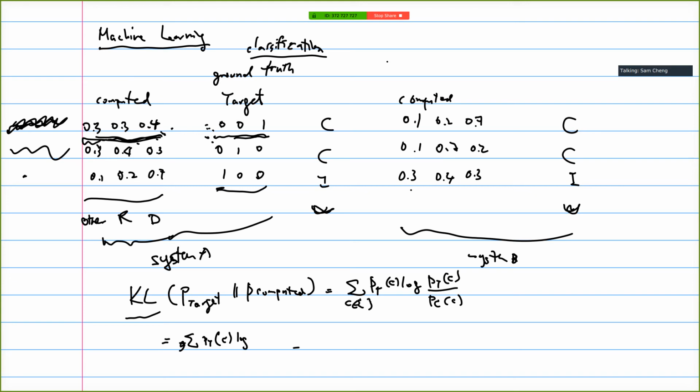I don't have a minus sign here. P T C minus P T C log P C C, something like that. Now this target distribution, we have no control with that. So therefore, this we don't care about exactly, right? This is something we don't actually care about.